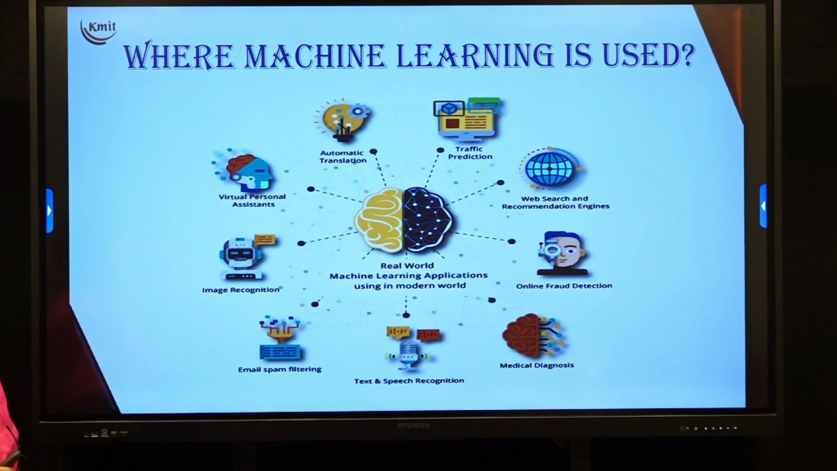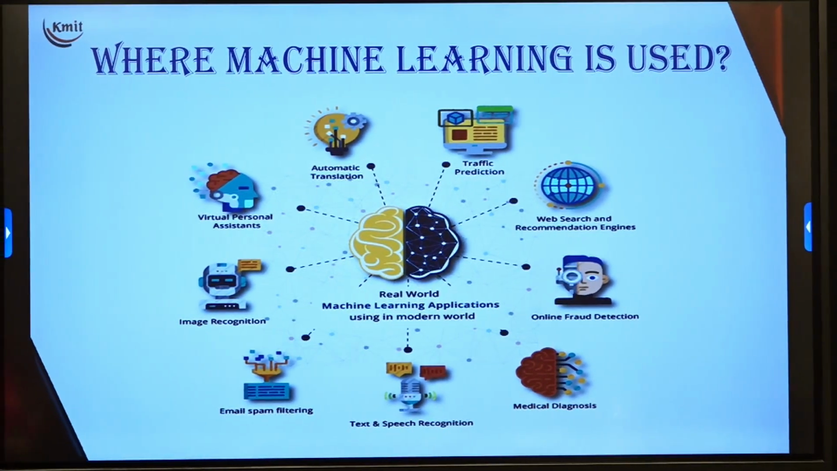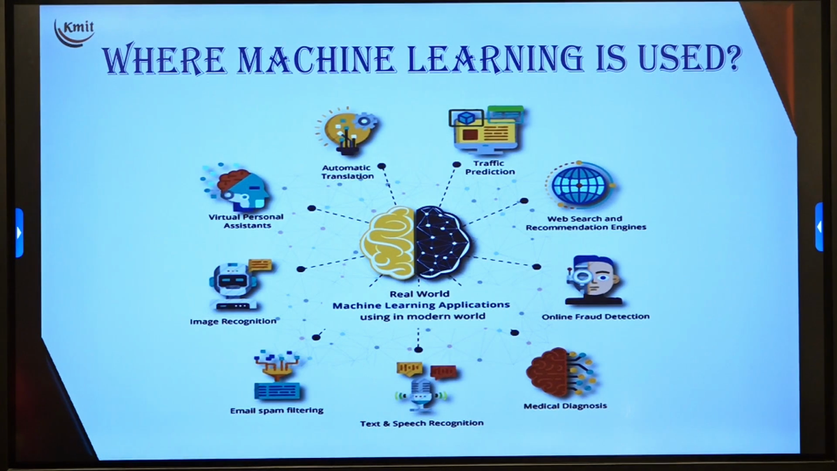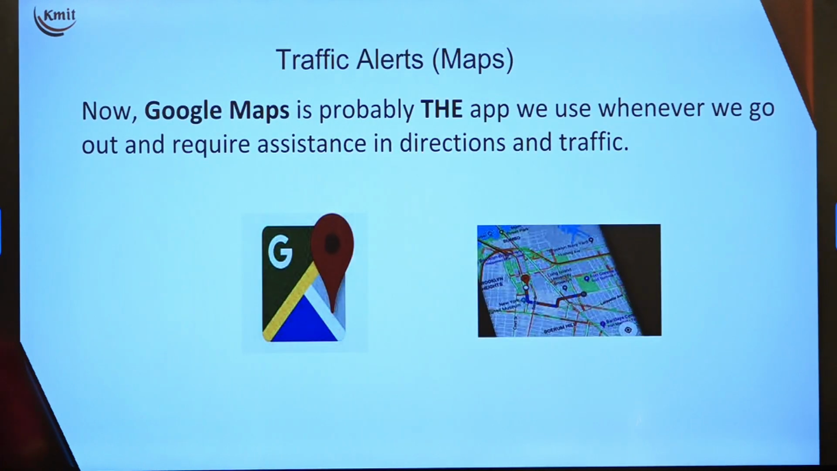Okay. Now where is machine learning actually used? Machine learning is used almost everywhere in our day-to-day lives. We use machine learning for language translation, for traffic prediction, for web search or recommendation engines, online fraud detection, medical diagnosis, text and speech recognition, image recognition, virtual personal assistants, email filtering. There are so many different applications where machine learning is actually used. Okay. Let us discuss some applications.